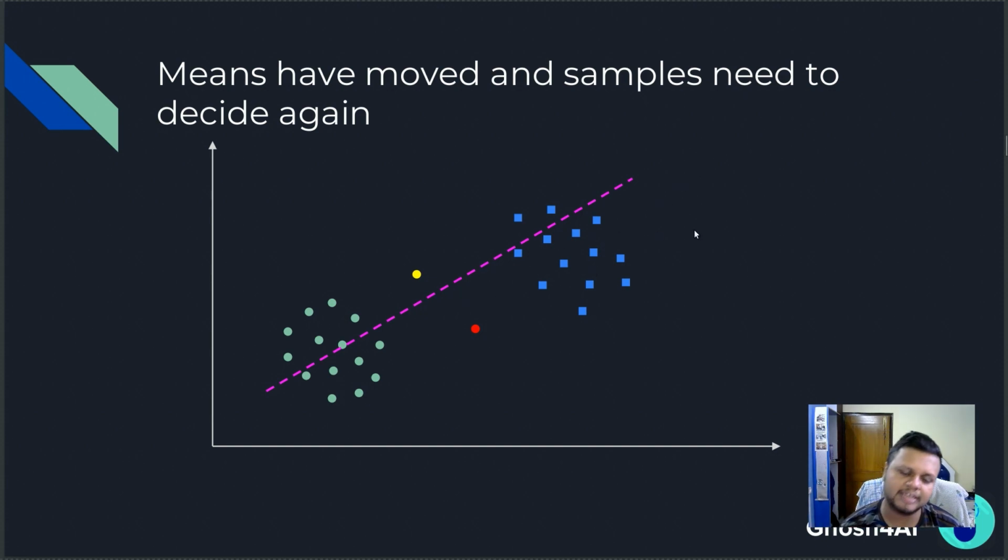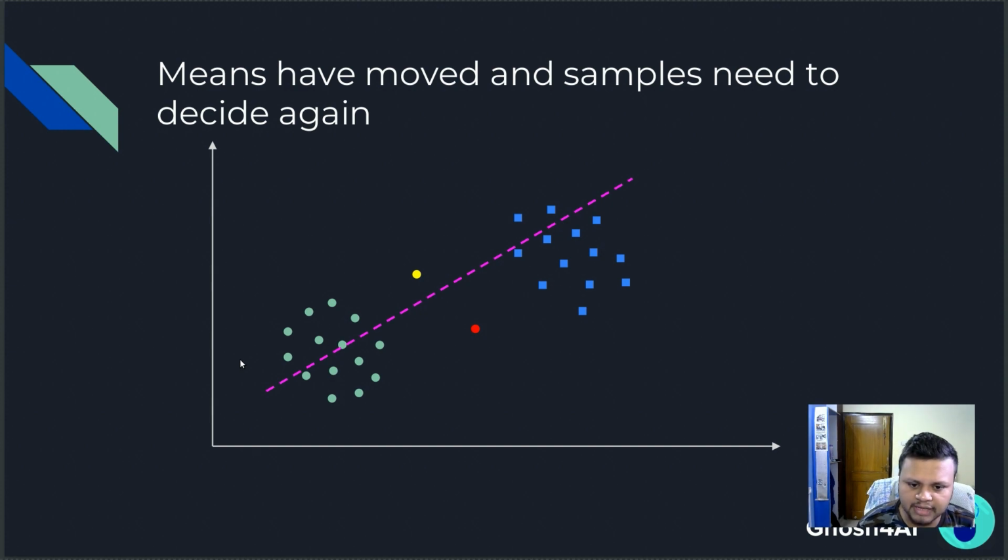Previously, one of the players may say, okay, previously I was much closer to the red captain, but after they have moved, I am much closer to the yellow captain, and they might change their decision as to which captain they belong to. So this pink hyperplane is going to shift, and there will be some reassignments of players, and some players will change their sides.